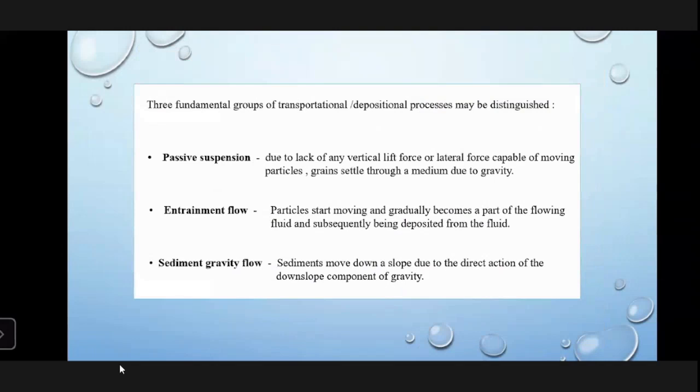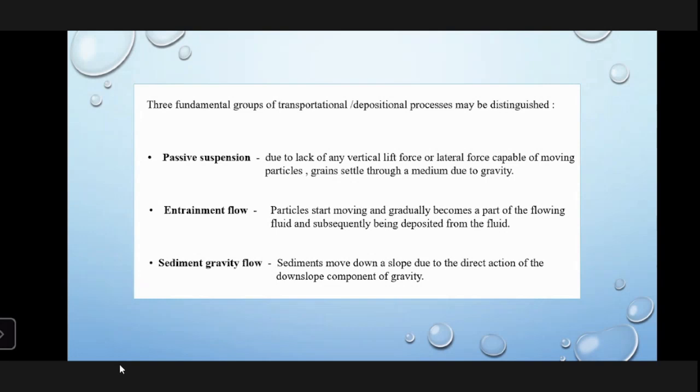There are three fundamental groups of transportational and depositional processes. They are passive suspension, entrainment flow, and sediment gravity flow. In passive suspension, due to lack of any vertical lift force or lateral force capable of moving particles, grains settle through a medium due to gravity.